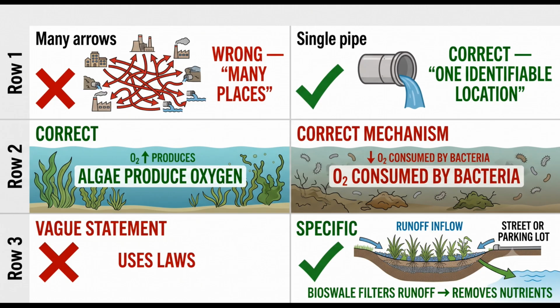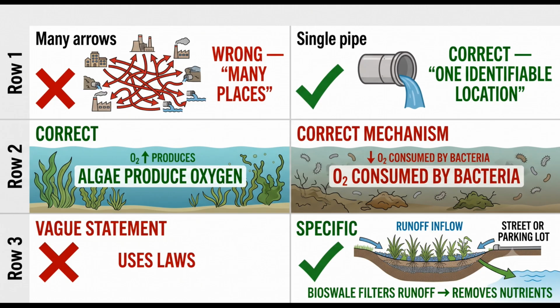Mistake 2, and this is the big one. Writing algae use up the oxygen when explaining eutrophication. This is wrong. Algae produce oxygen when they are alive. It is the bacteria decomposing dead algae that consume the oxygen. If you write the algae version, you lose the mark. We will drill this in Chapter 2.